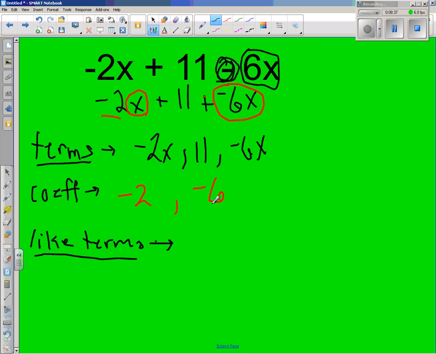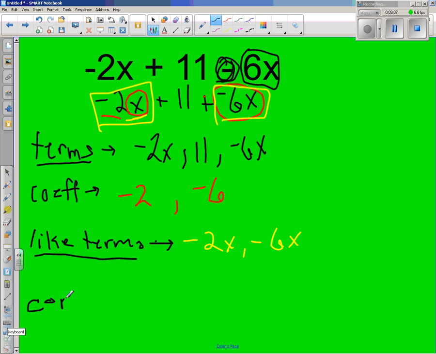But if we look in our expression, I'll use yellow for this. The first term with a variable is negative 2x, and we need to find something that matches that variable, and that's going to be negative 6x. So our like terms for this are negative 2x and negative 6x. Don't forget the negatives. It will be wrong. I feel like a broken record because I say that all the time, and people still forget the negatives. Don't do it.